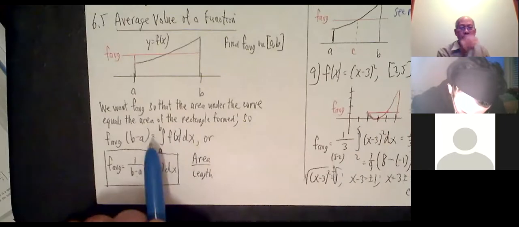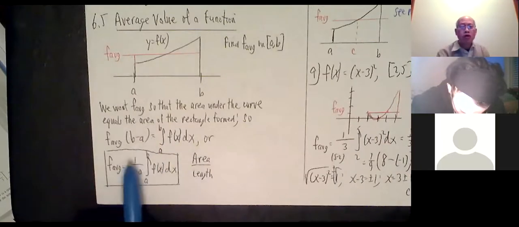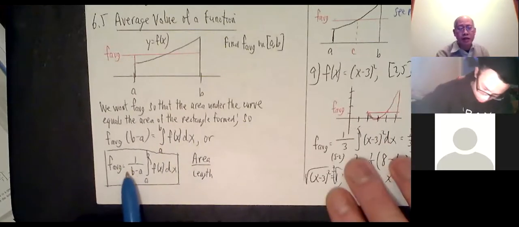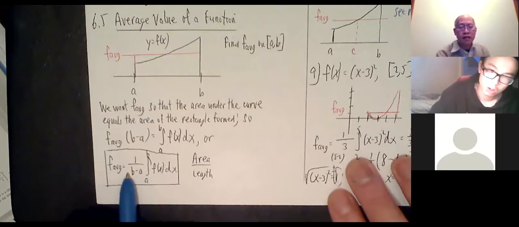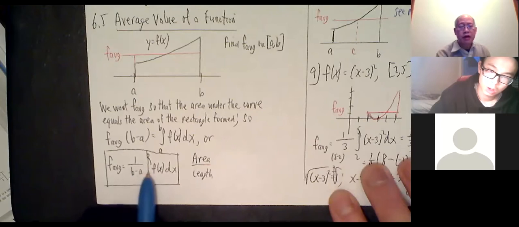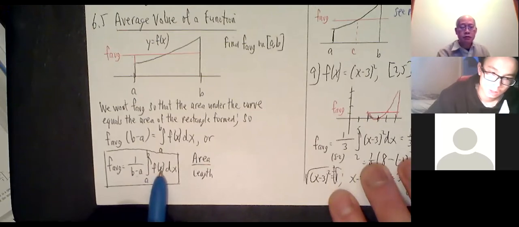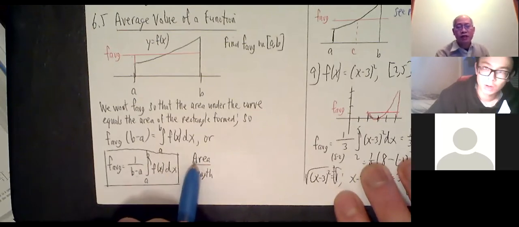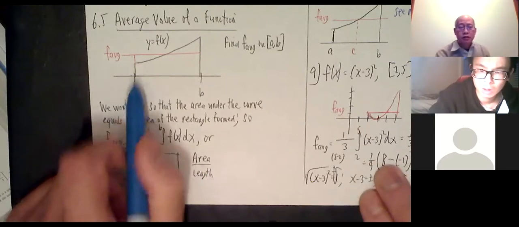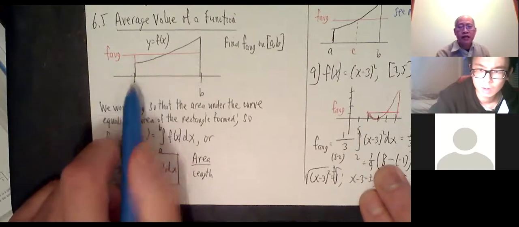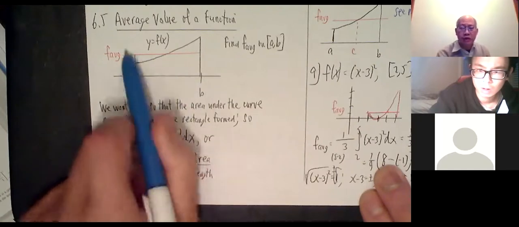If you divide both sides by b minus a, or multiply by 1 over b minus a, you have the formula. So there we go. F average is 1 over b minus a times the integral from a to b of f of x dx. And if you want to think of what's really going on, you're taking the area divided by the length. So imagine taking the area under the curve and dividing by the length of the interval, then you have the average height.